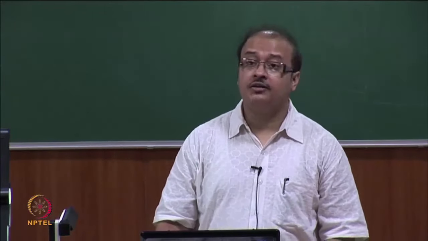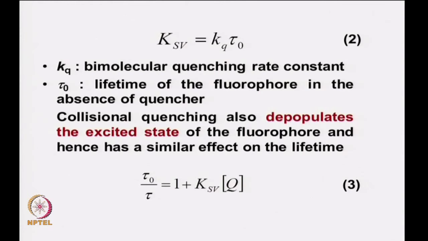So, this is what you see again, that is why tau 0 by tau is now equal to 1 plus KSV times Q.